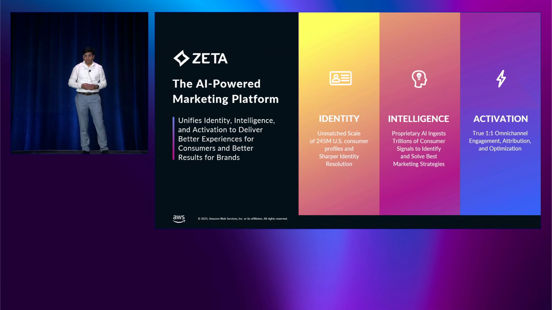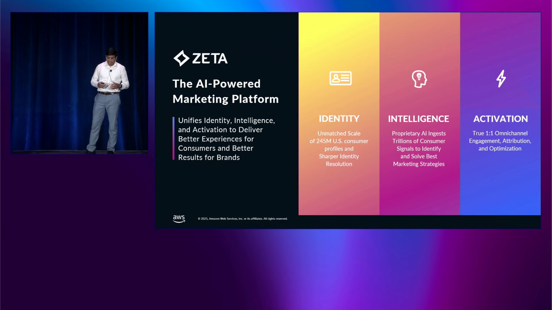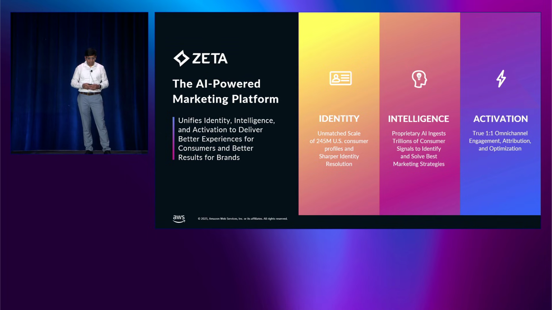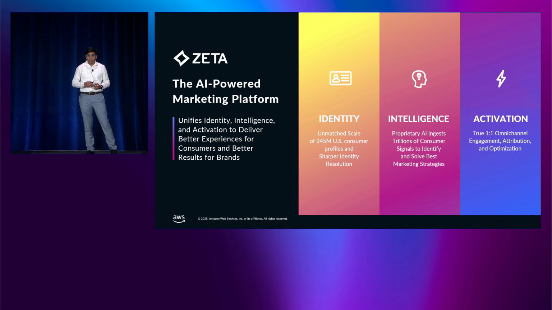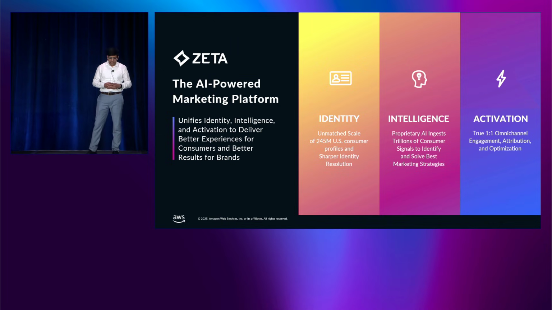Now let me talk about the AI-powered marketing platform. The Zeta marketing platform makes marketing simple and more effective by bringing everything into one place, from knowing who your customers are to understanding their behavior to taking action. Let me talk about the ZMP platform. It's built on 3 core pillars. The first pillar is the identity.